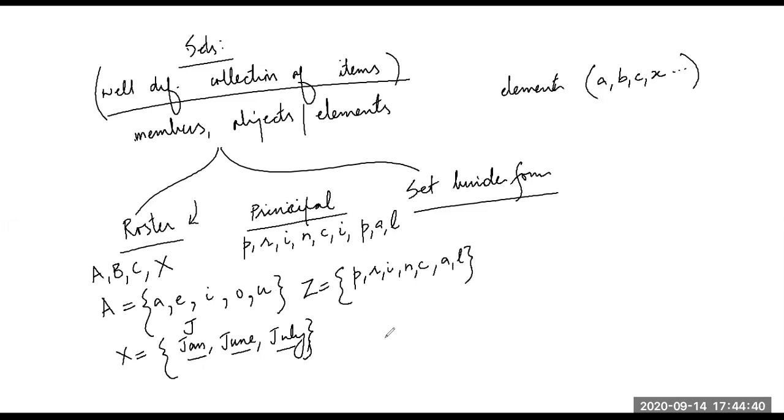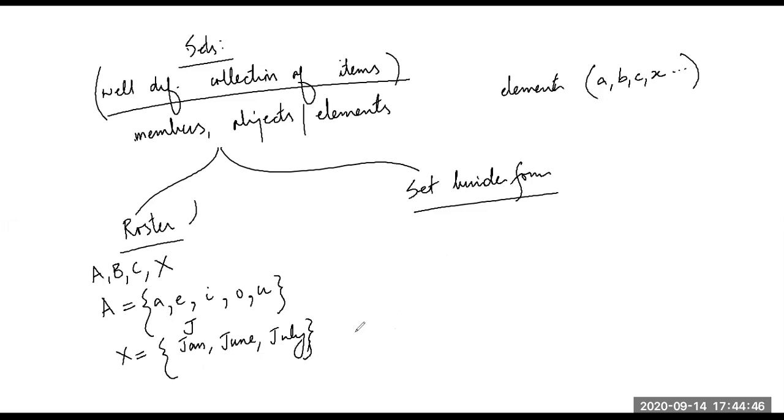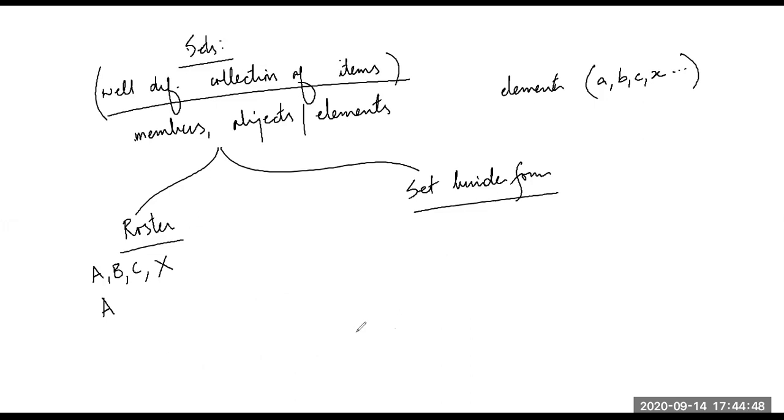Now imagine, students, somebody says you write a set of all natural numbers. It's not really possible to write it in roster form, because you cannot write all the natural numbers till infinity. You will end up your life. So infinite sets cannot be written in roster form.